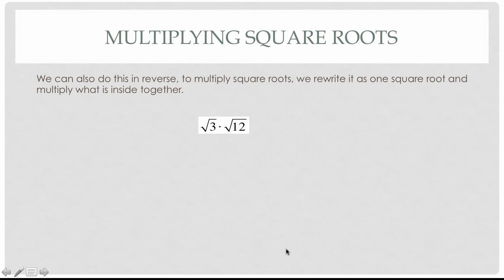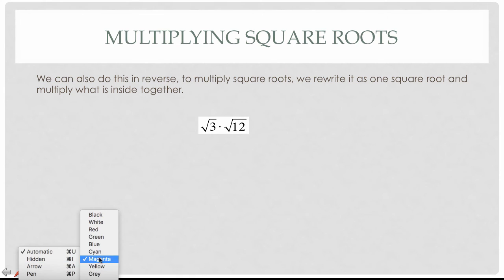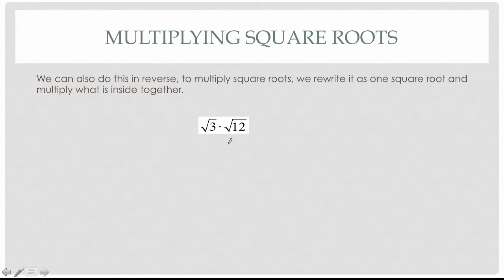You can also go in reverse. What if you're multiplying two things together? So we have the square root of 3 times the square root of 12. Well, when you're multiplying, you can combine them. That's the same as the square root of 3 times 12. Well, let's simplify that now. The square root of 3 times 12 is the same as the square root of 36, and that's one of our perfect squares. The square root of 36 is just 6, because 6 squared is 36.